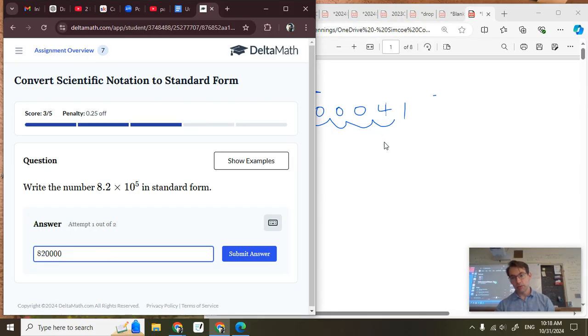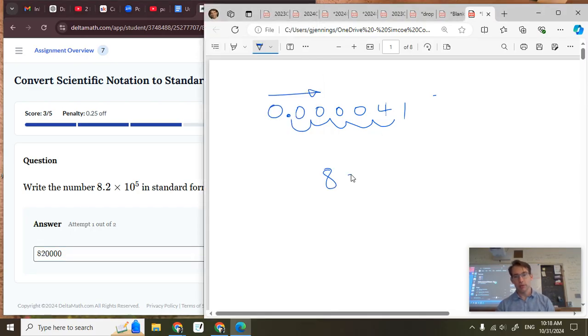10 to the 5 happens to be 100,000. So 8.2 times 10 to the 5 means we have 8.2, but we're going to move that decimal 1, 2, 3, 4, 5 times. 1, 2, 3, 4, 5. There we go.